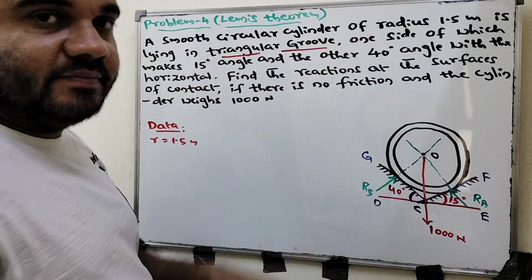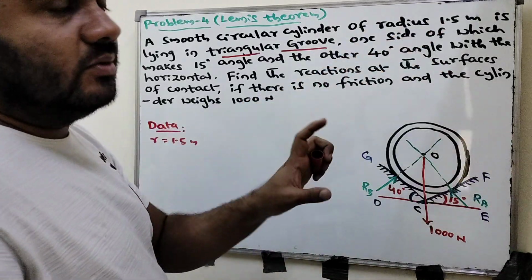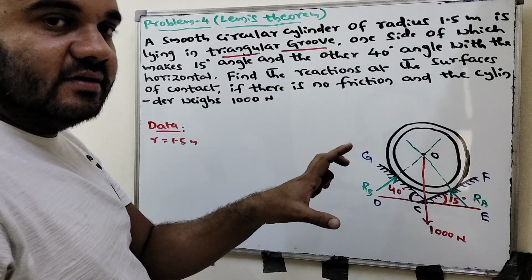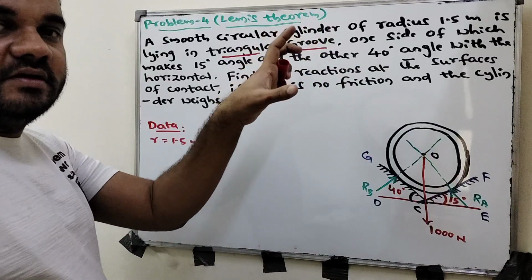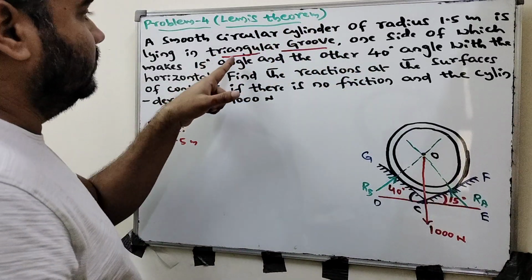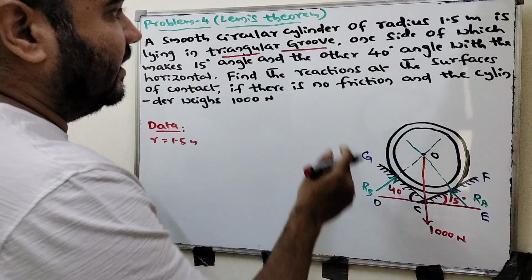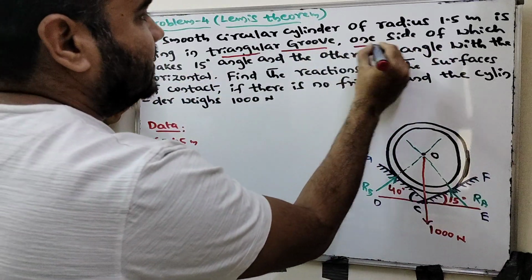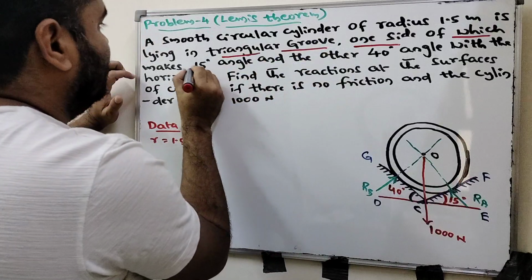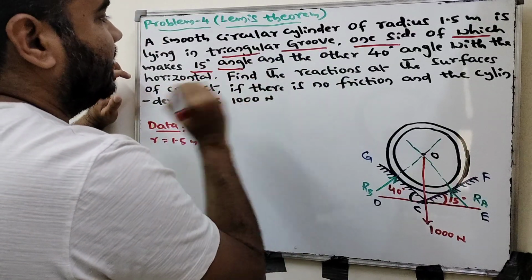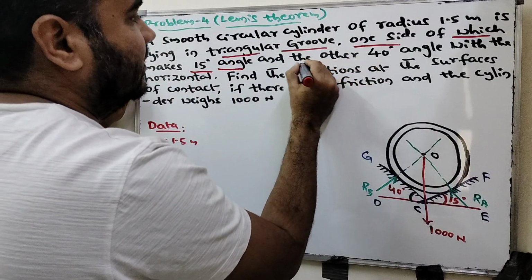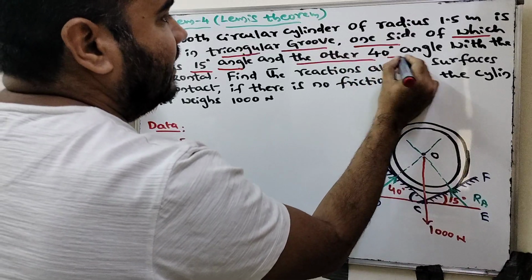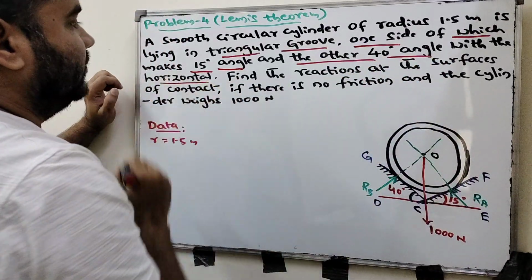A cylinder is there, of radius 1.5 meter, and it is resting on a triangular groove. One side of which makes 15 degree angle, and the other side makes 40 degree angle with the horizontal.